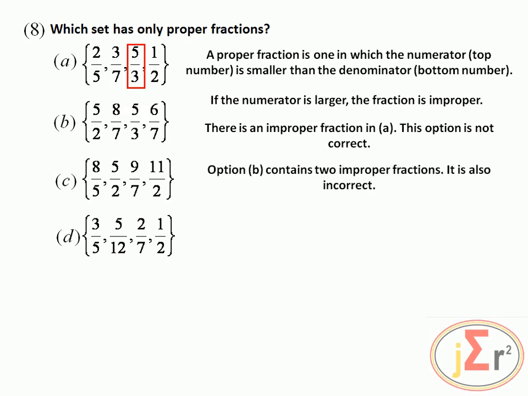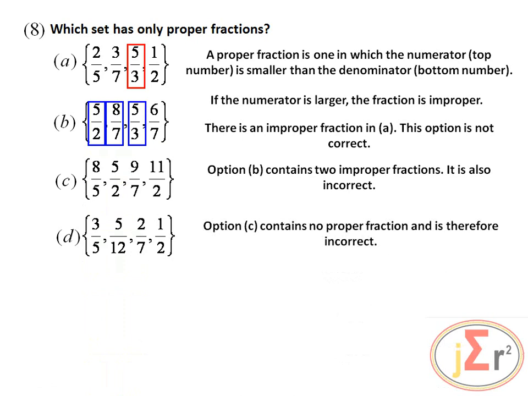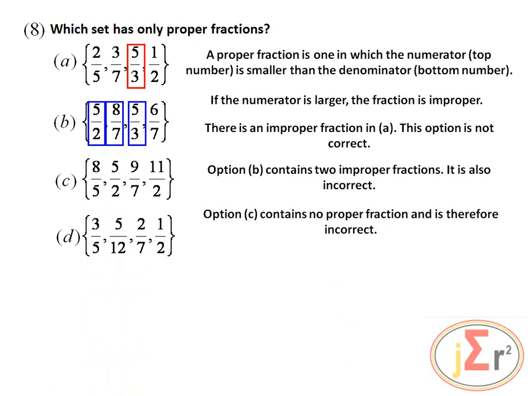Option A contains a single improper fraction, so we know that is not our answer. In option B, we have all of 3 improper fractions. So we know that one is out. And by the time we get to option C, all of the fractions are improper. So we know that's not right. So all of the fractions in D are proper. This is the correct option.